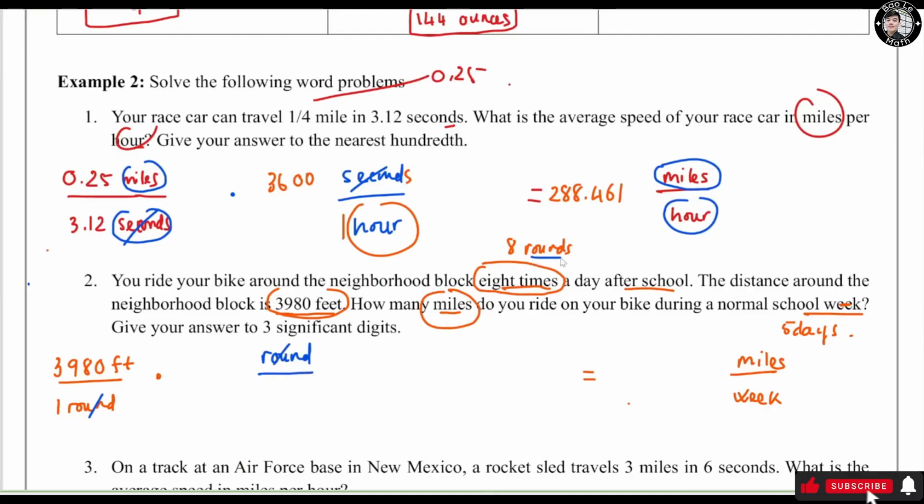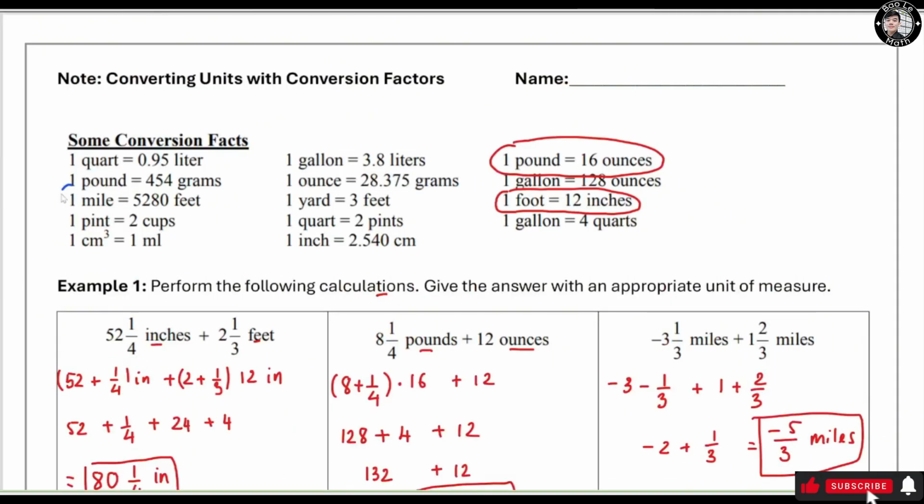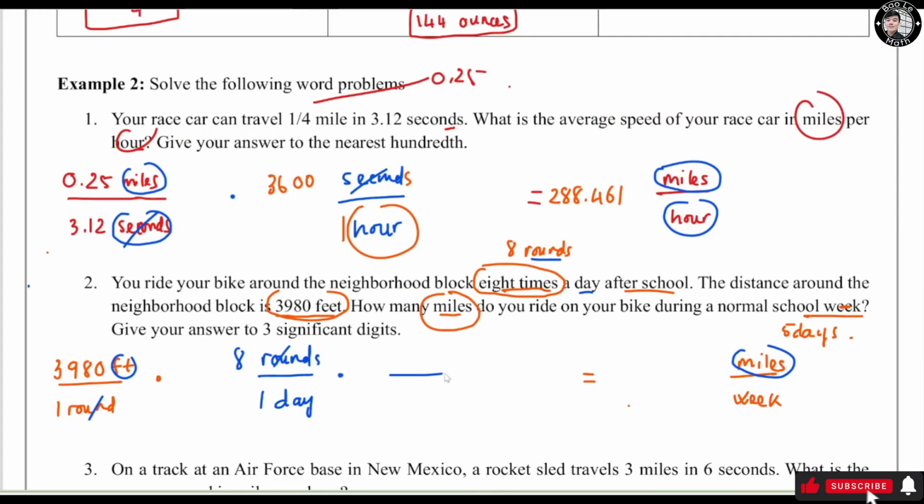And 8 rounds per day, so we put day right here. 1 day we have 8 rounds, right? On the top we need miles, we don't need feet, right? 1 mile is gonna be 5,280 feet, right? We need to put feet on the bottom right here, and we put miles on the top right here, right? So we have 1 mile is gonna be 5,280 feet, right? So this guy and this guy cancel out, right?